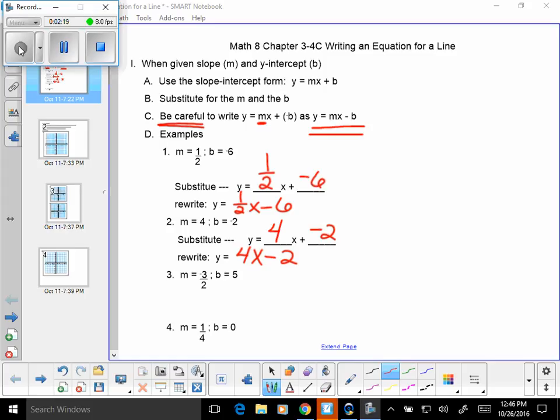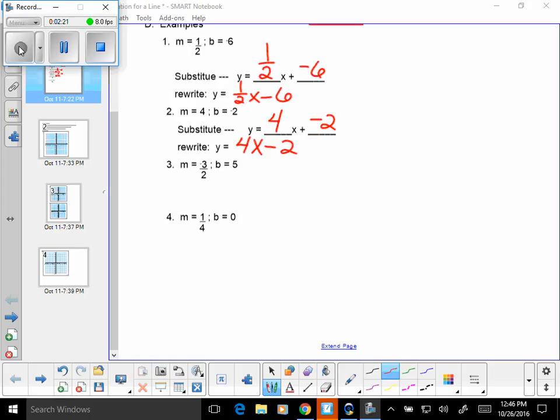Again, try pause. You do 3 and 4, and then I'll show you what they look like. In this one, we have a positive b, so that's going to make it a lot easier. So y is going to equal, here's that m, -3/2. It just goes right in front of x. Yes, it's that easy. And we're going to have plus 5.